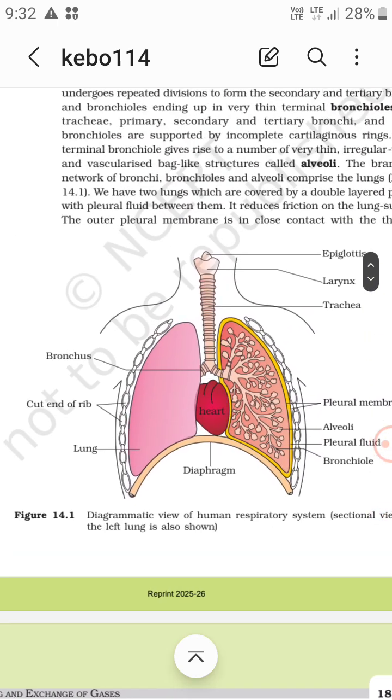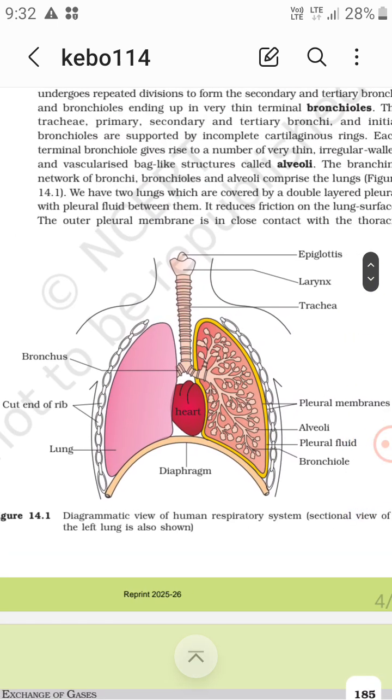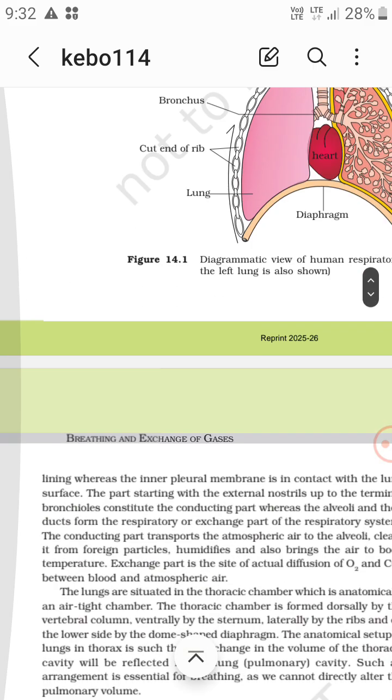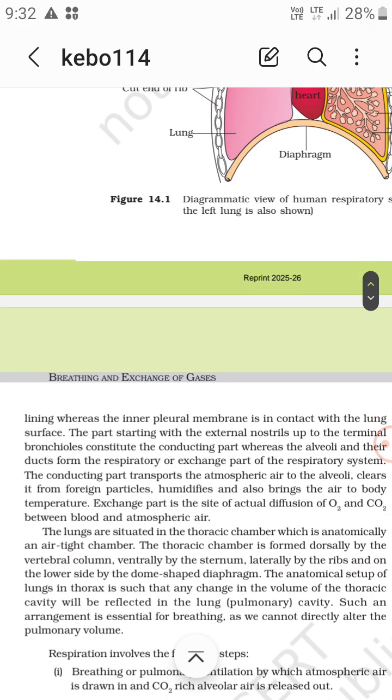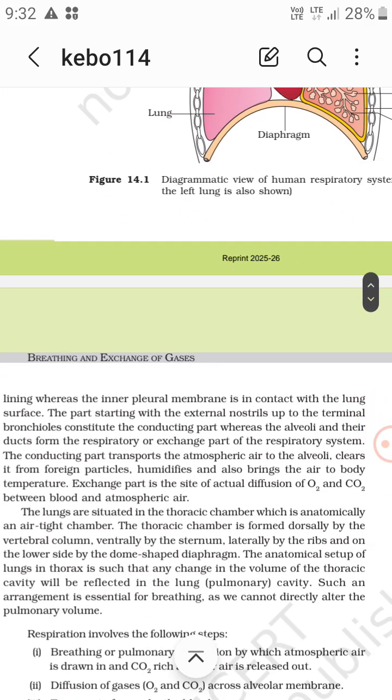The outer pleural membrane is in close contact with the thoracic lining, whereas the inner pleural membrane is in contact with the lung surfaces.